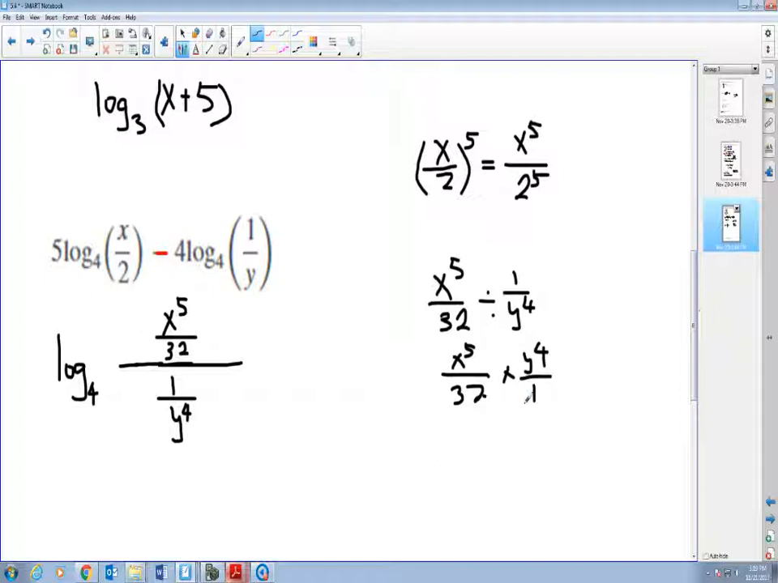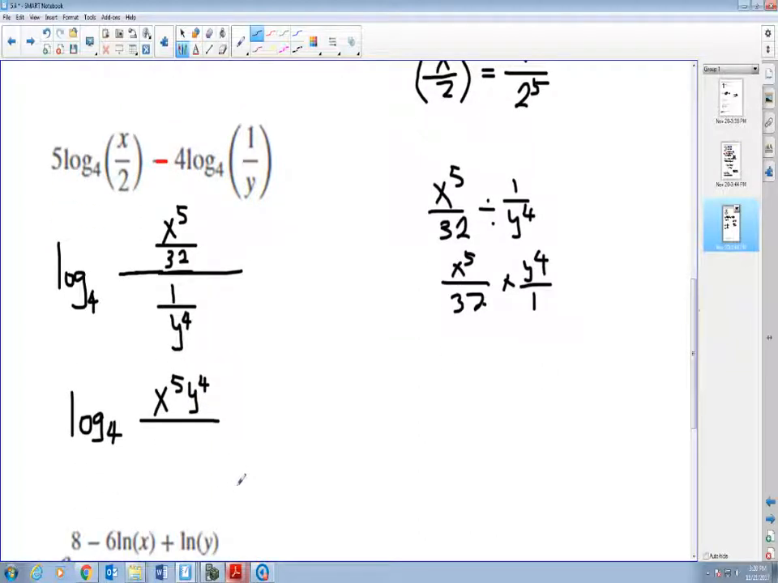So my answer would just be log with the base 4 of, who's on top? x to the 5th times y to the 4th over 32. Okay, alright, so that will be my final answer.